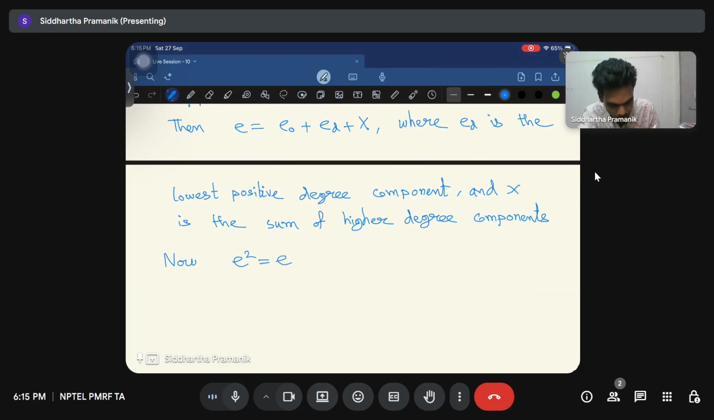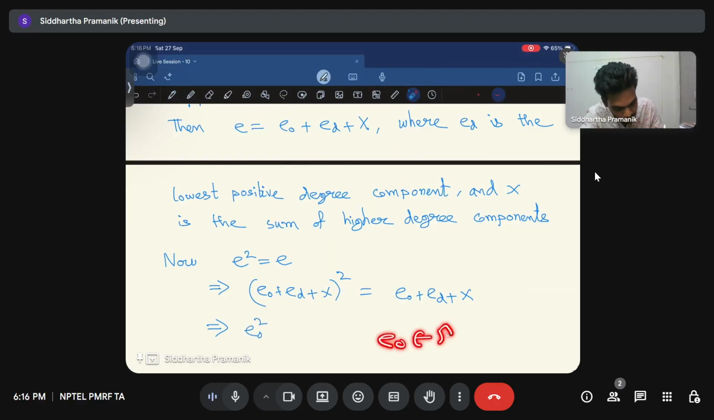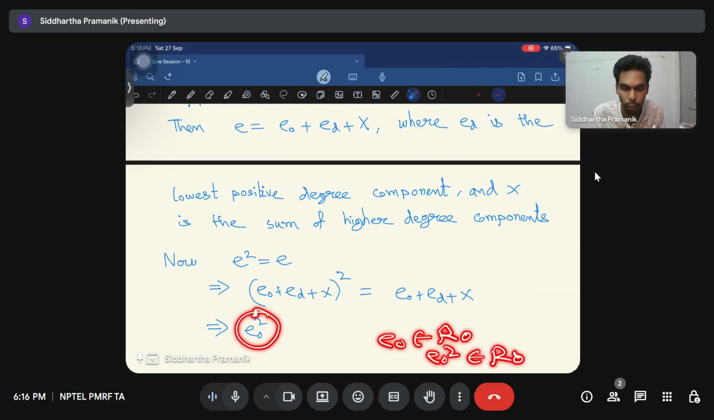Now E square equals E, that is given because E is idempotent. So it will imply E0 plus ED plus X, and if we take the square, it is the same as E0 plus ED plus X. Now let's expand the left hand side. Then we will have E0 square. E0 belongs to R0, so E0 square will also belong to R0 because its degree will not increase. So it is the degree 0 term, and we are separating it as a degree 0 term.